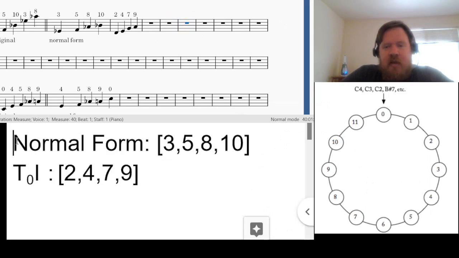So this is how we would write that if we were just going to use our bracket notation. Brackets, 3, 5, 8, 10, no spaces in between. Is that a space right there? Oh, I thought it was. No, good. No spaces, just brackets and commas. And then the inversion, we write T0I, meaning we didn't transpose it at all. We just inverted it.